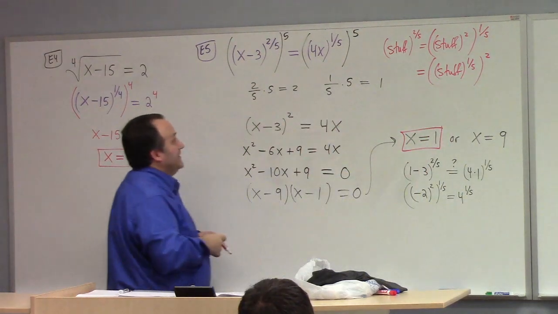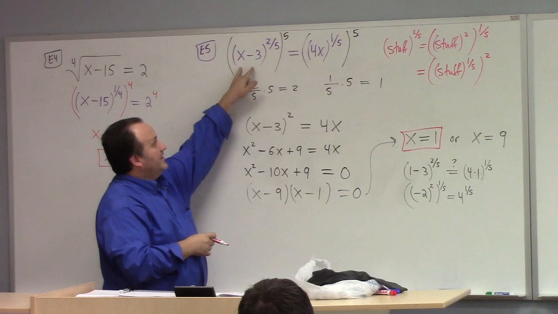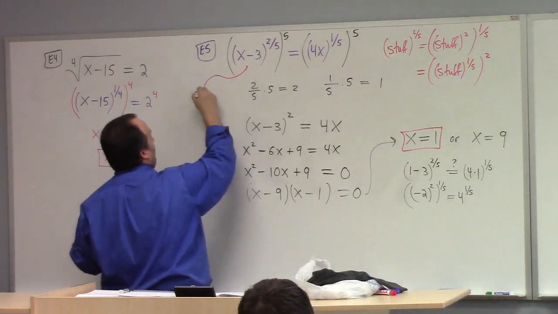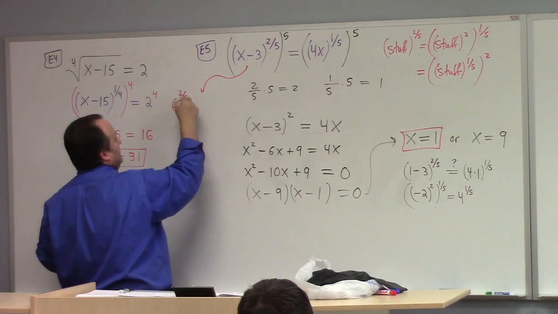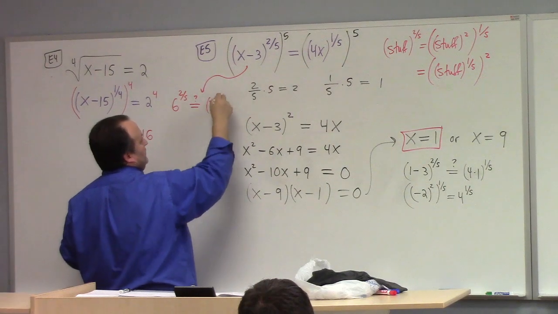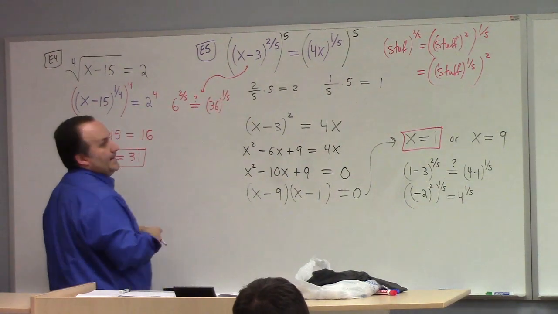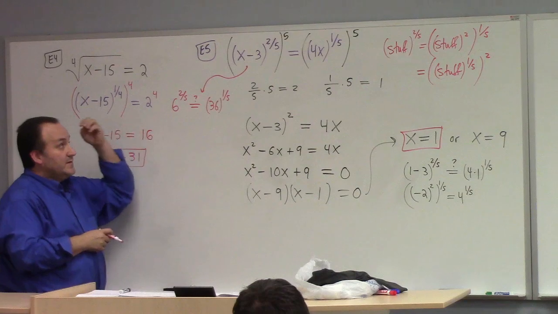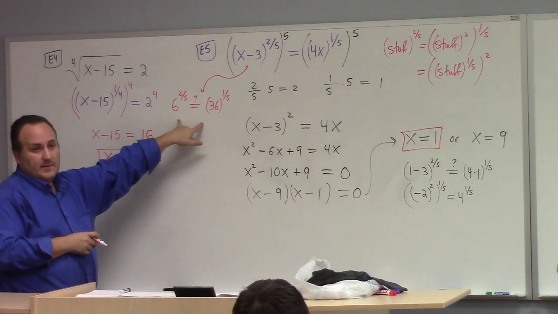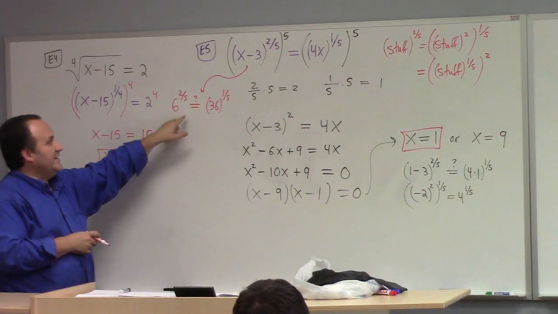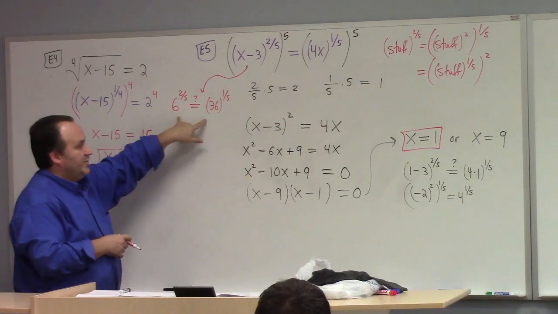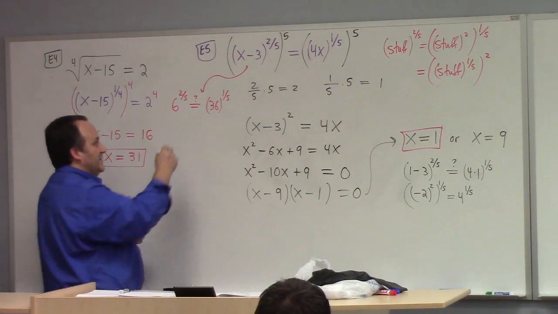And if we try plugging 9 in, we're going to have 6 to the 2/5 power, right? Is 6 to the 2/5 power equal to 36 to the 1/5 power? Because 4 times 9 is 36, right? Are those equal? They are, right? Because if I take 6, I square it, I get 36. So in fact, these are both 36 to the 1/5 power. So yeah, it checks.